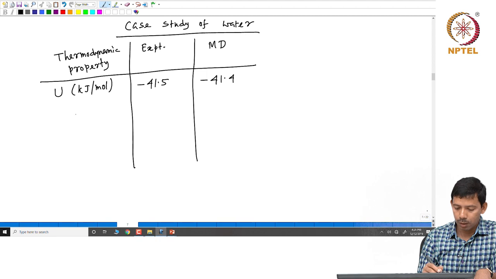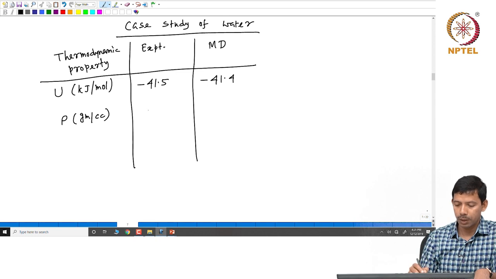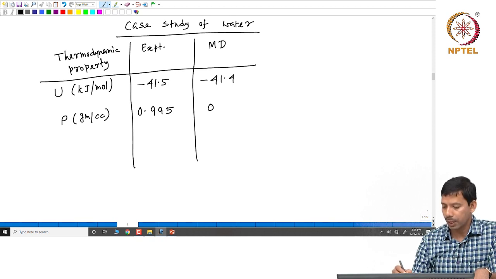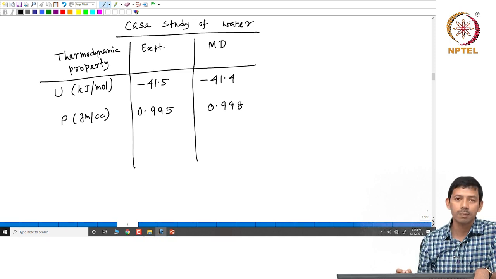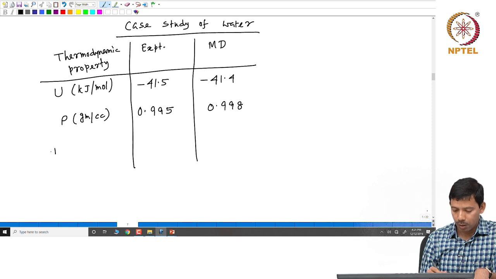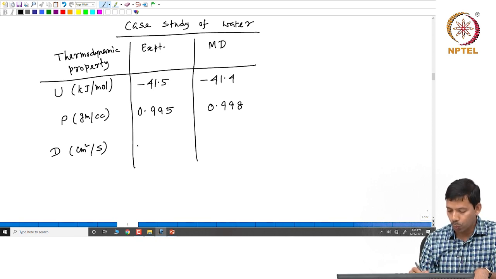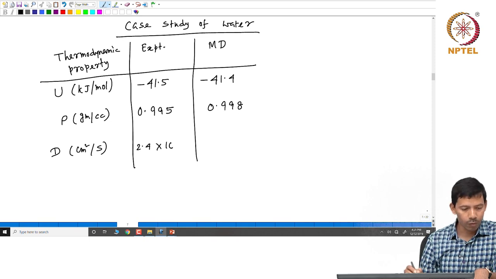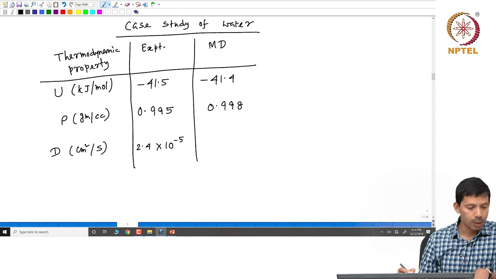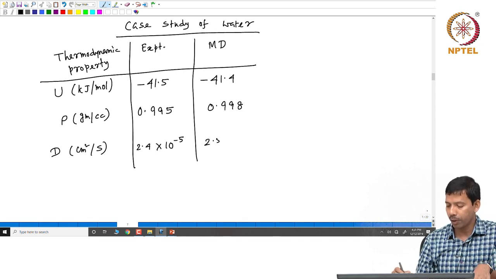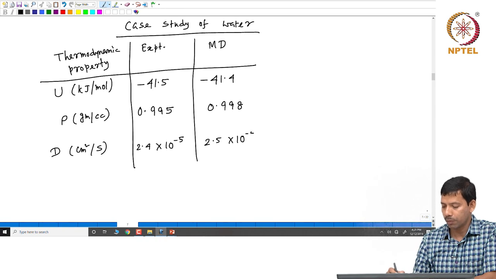The next property is the density, gram per cc. The experimentally measured, the accurate value, is 0.995, and from MD we get 0.998. Diffusivity, the diffusion coefficient of water in centimeter square per second. The experimental value is 2.4 × 10⁻⁵, and what we get from here is 2.5 × 10⁻⁵.